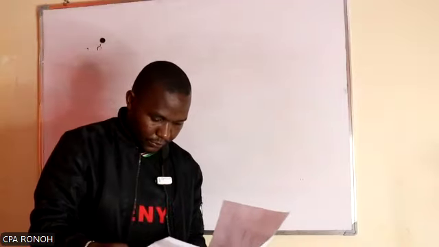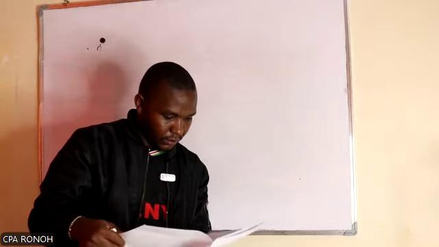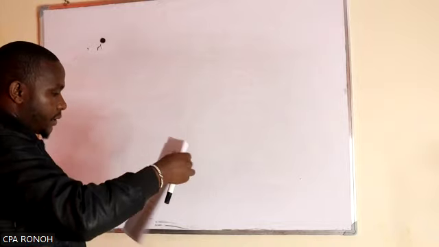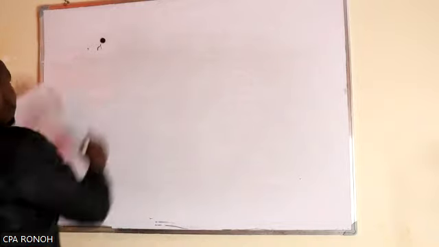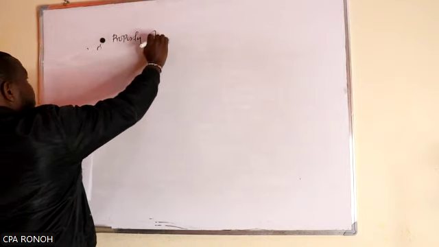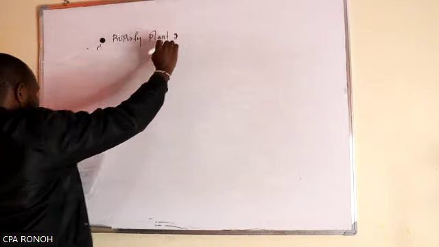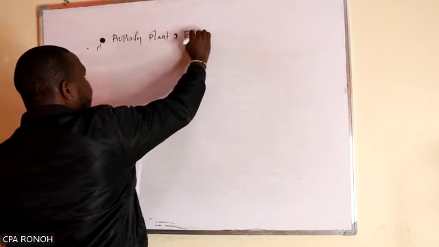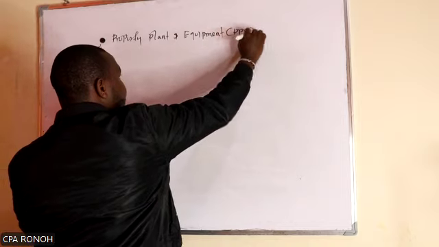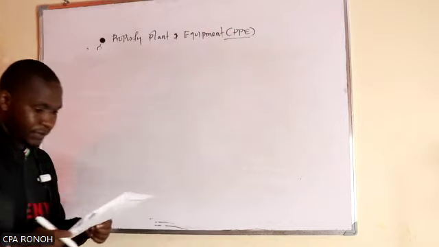So I introduce this topic: property, plant, and equipment. So write property, plant, and equipment, in bracket PPE.